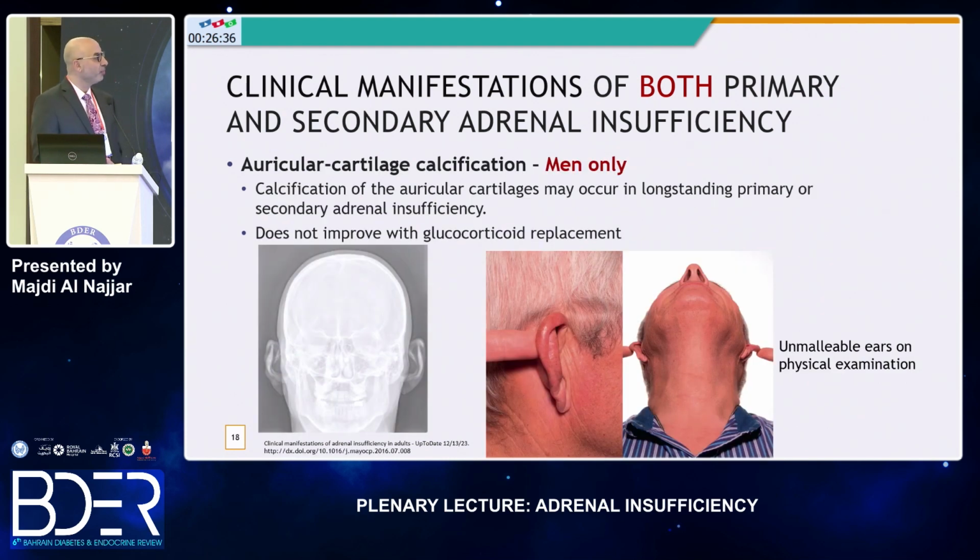Something peculiar to men is auricular cartilage calcification. I never saw it, but it's mentioned. It usually happens in long-standing adrenal insufficiency. It can be primary or secondary. As you can see here, there's calcification of the auricles. And when you do examination, you cannot bend the auricle here. And it does not go away with treatment. So this happens in men and is permanent. Lucky us.